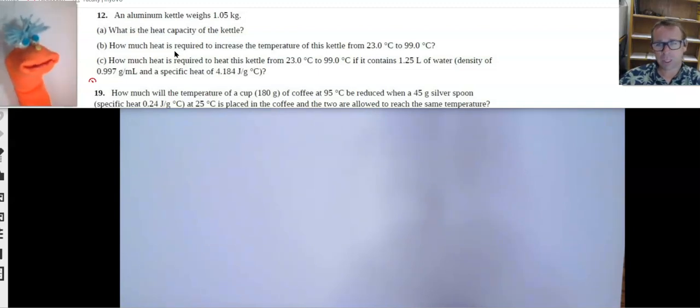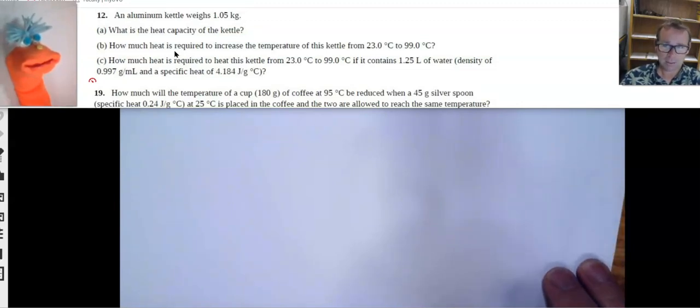Aluminum. Oh, aluminum kettle. Okay. So it's just in a kettle and it's all made of one material. But we use the term heat capacity when we're talking about a whole system, usually when a system is made of lots of different things, right?